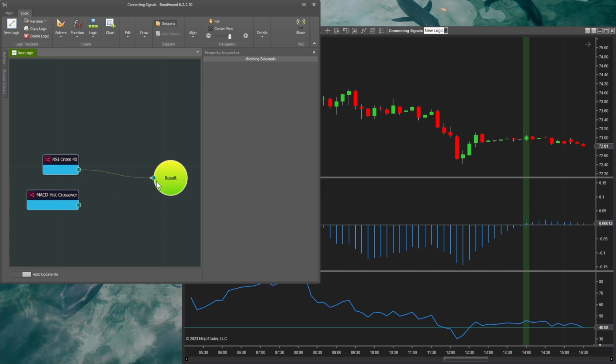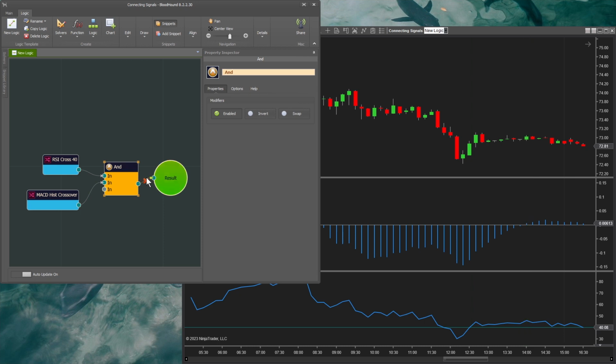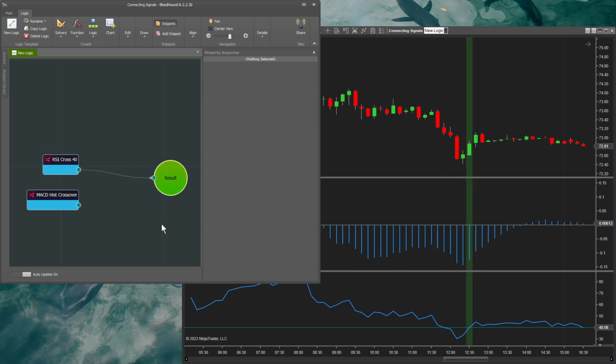And often when someone reaches out to us and says, hey, I want to get a signal when both of these things are happening at the same time, but when I connect them to an AND node, I'm not getting any signals. Why is that? Well, when someone says at the same time, that sort of implies on the same bar, right? Because when you're looking at these historical bars, NinjaTrader is calculating everything on a bar by bar basis.